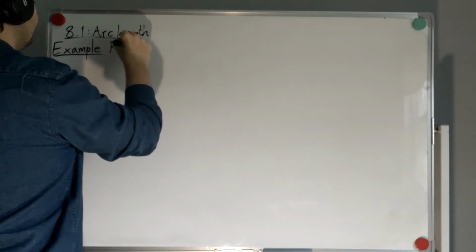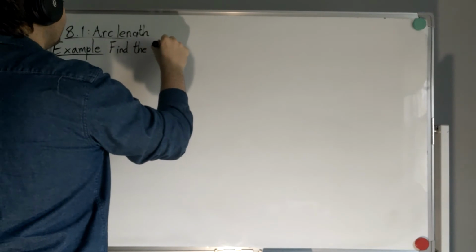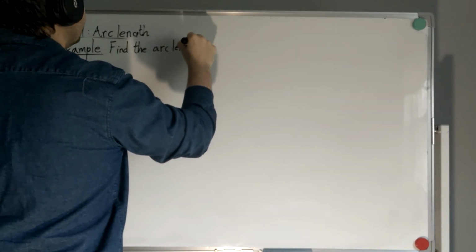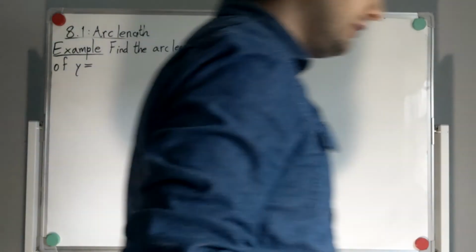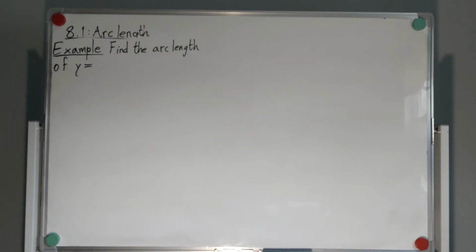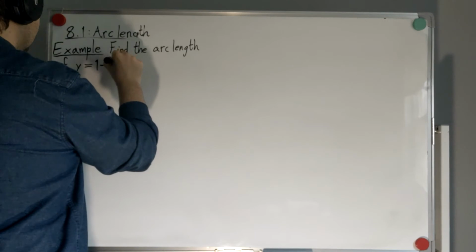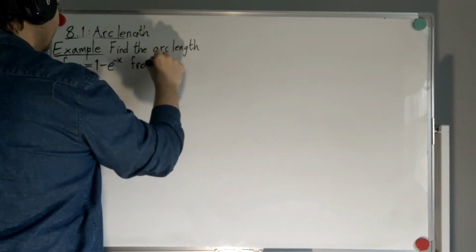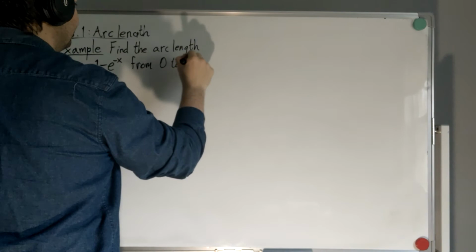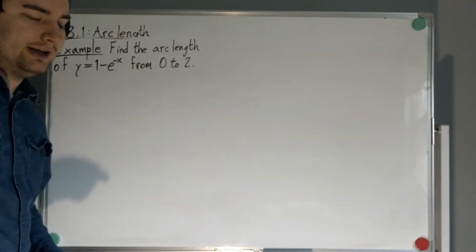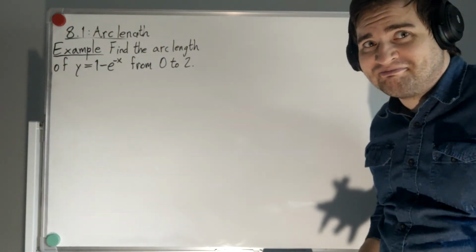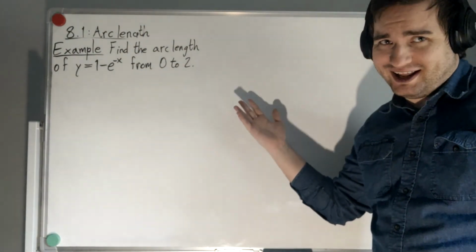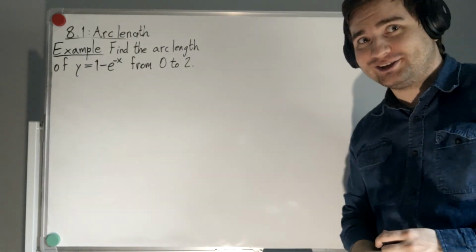Find the arc length of y equals 1 minus e to the negative x from 0 to 2. This is weirdly hard. It doesn't look like it should be that hard, right? But, yeah, you'll see.